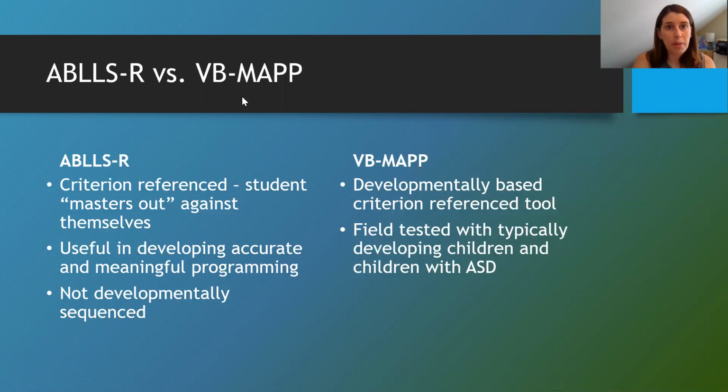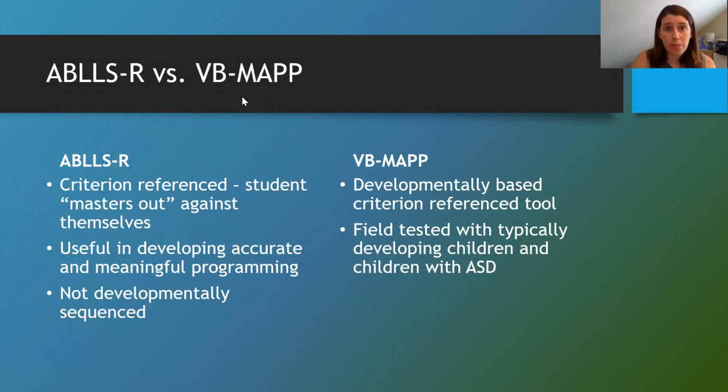So there is discussion about what is better, how they're different, ABLES versus the VB Map. The ABLES is criterion referenced, meaning the student kind of masters out against themselves. There's really no norm there. It's useful in developing accurate and meaningful programming, but it's not developmentally sequenced. So you do need to go through the whole thing, even if you're bottoming out. The VB Map is a developmentally based criterion referenced tool, and it's field tested with typically developing children and children with ASD. I prefer, there's always this discussion, what do you prefer?